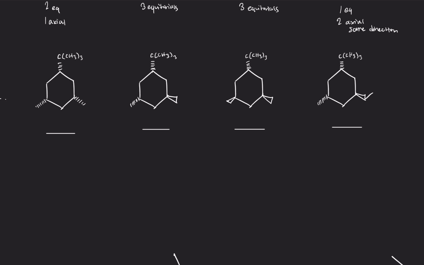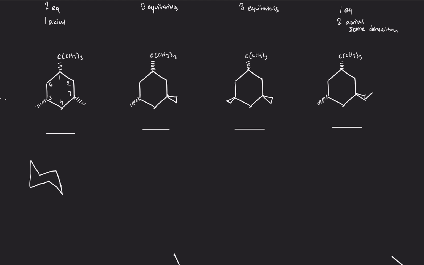So if I were to number this, you can number it in any direction you want, but you need to make sure you're numbering your chair conformation in the same direction. So I'm going to number it this way. I'm going to give my tertiary butyl the number 1, it's just easier for me. So I'm going clockwise actually. 1, 2, 3, 4, 5, 6. And then I'm going to draw my chair out. It's not the best looking chair.